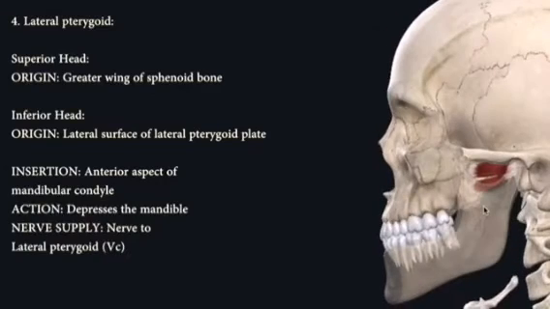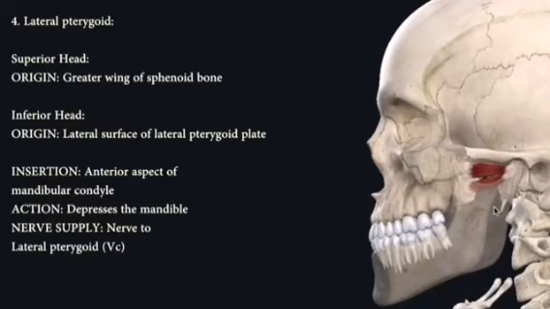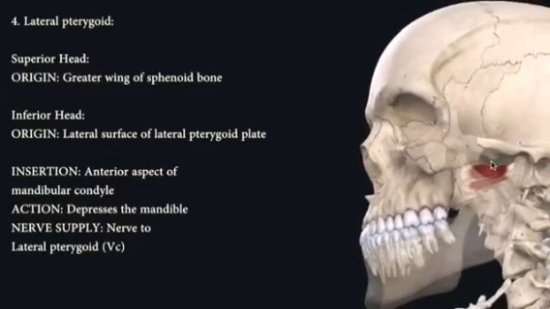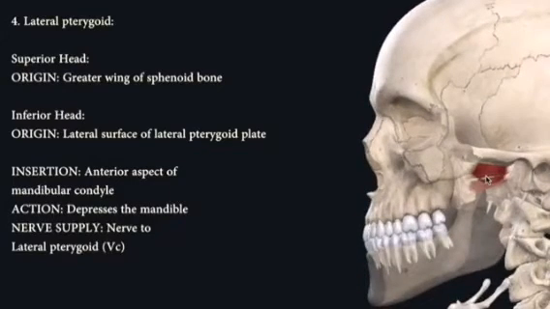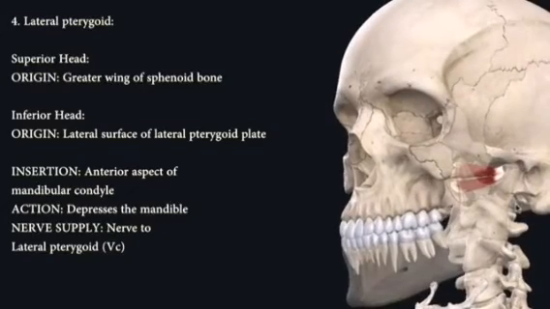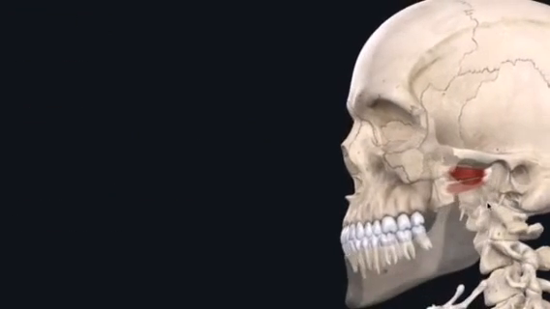Its nerve supply comes from the nerve to lateral pterygoid, which comes from the anterior division of the mandibular nerve. So regarding its inferior head, I always remember its origin being from the lateral surface of the lateral pterygoid. So lateral pterygoid originating from the lateral surface of the lateral pterygoid, so lateral cubed.